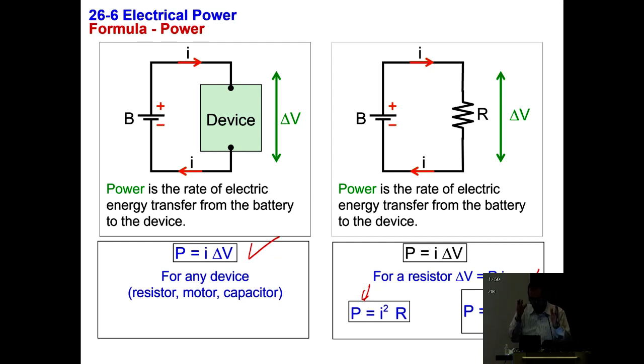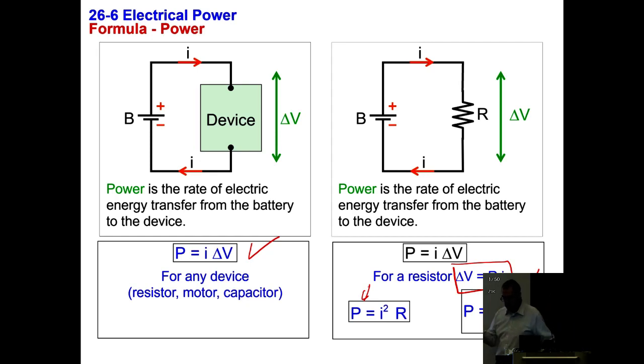Either delta V times I will give you the power, if you have the voltage and current. If you have the current and resistance, you use R I squared. If you have the voltage and the resistance, you can use delta V squared over R. So you have three equivalent equations that you can use for a resistor. This is because of Ohm's law: delta V is equal to R I.